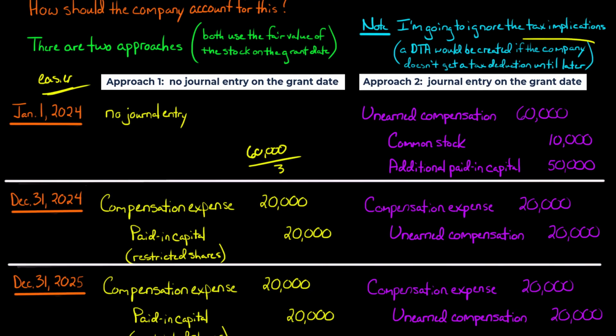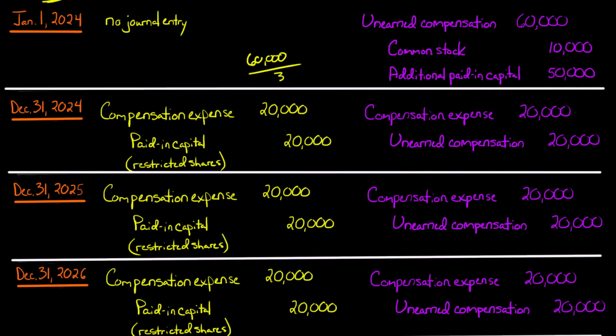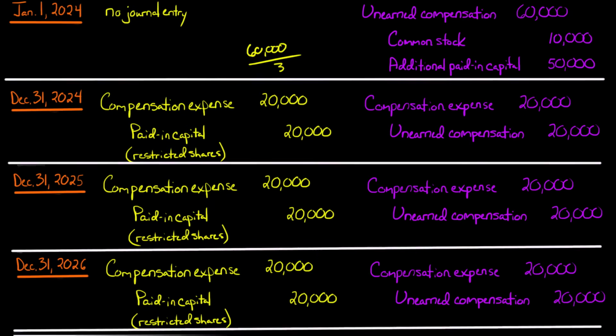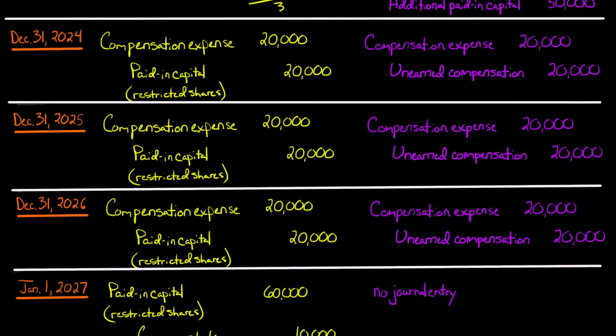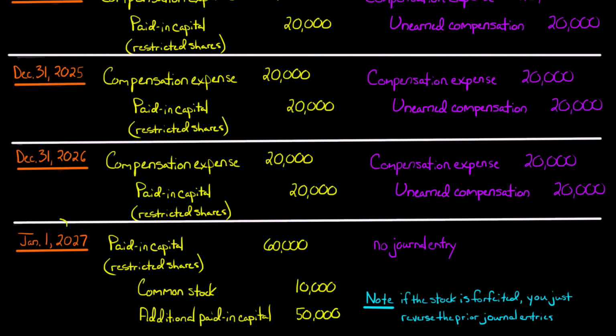Now, we'll get to the other approach later, approach 2. Let's stick with approach 1. Now, we're going to have this same journal entry, right, where we debit compensation expense, credit paid in capital for the same amount. We're going to do it every year for 3 years. So that at the end of each year, for 3 years, we make that same journal entry. Now, when the shares actually vest, at the very end, January 1st, 2027. Now, the 3 years are up. The restriction period is over.